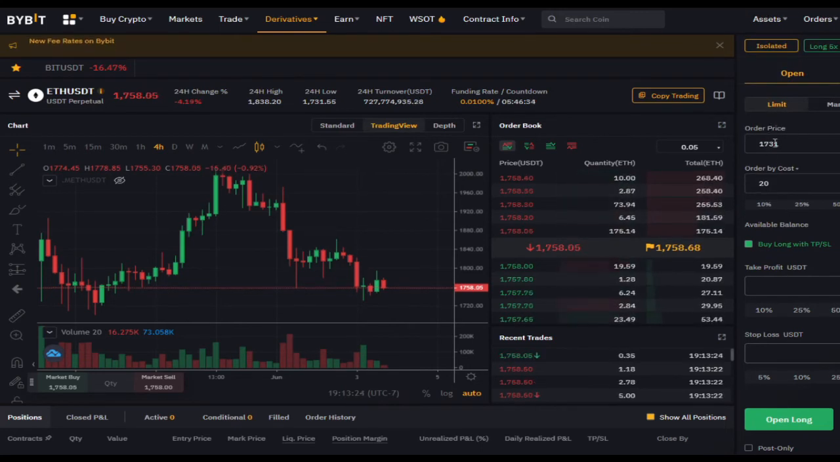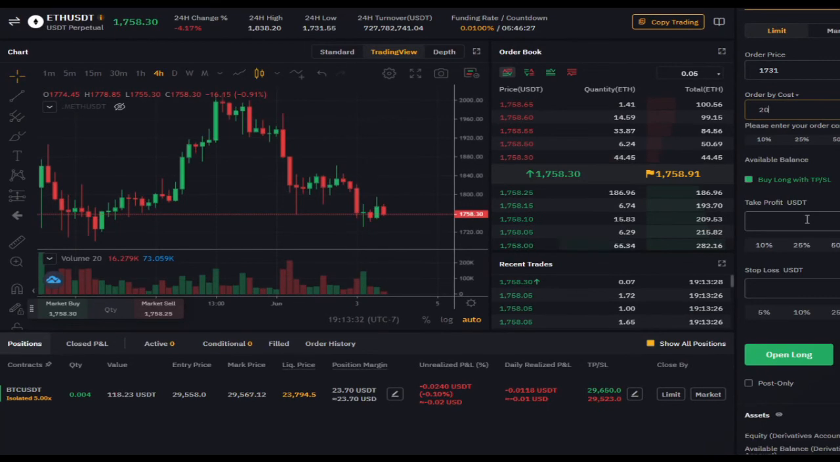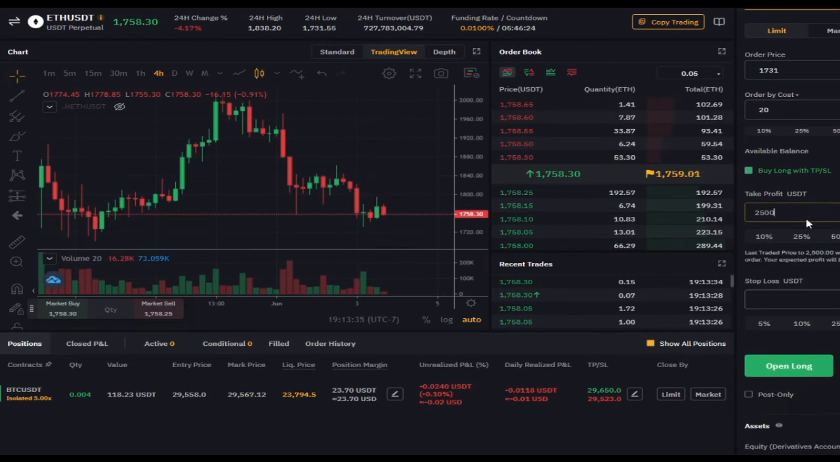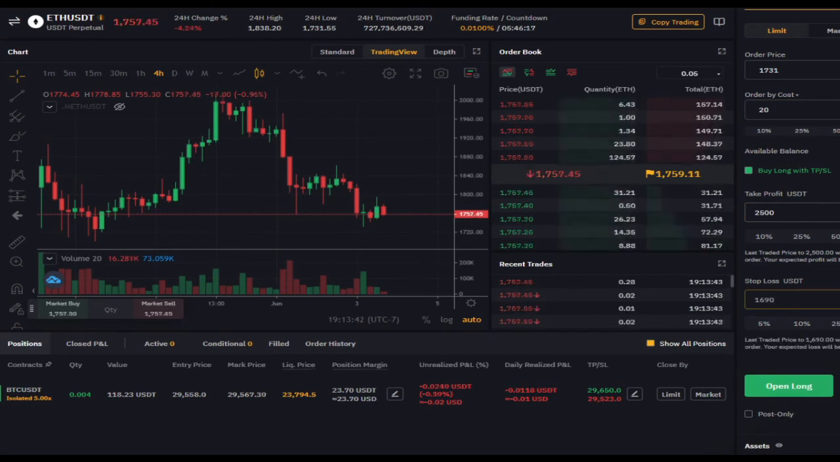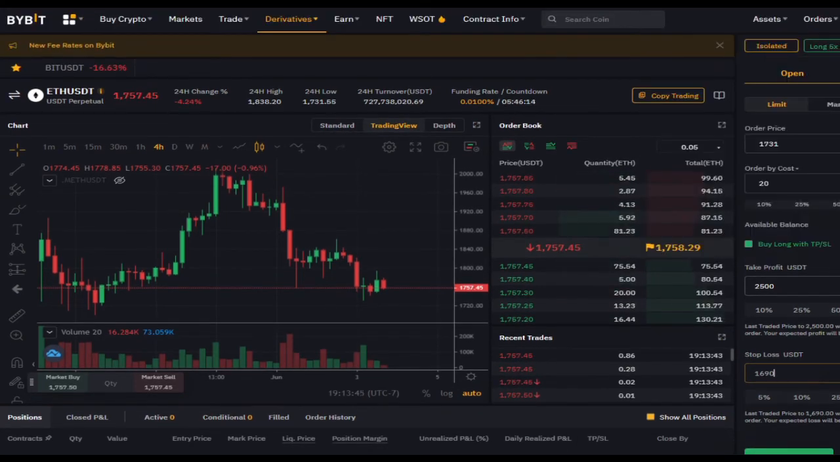The order price that we'll pay is 1731. Cool. How much are we willing to put up? 20 bucks. We're going to buy long. Our take profit was something like 2,500. Our stop loss was something like 1690, I don't know. All right, cool. So for this specific trade, if it works out, I would make $800, and if it doesn't work out, I would lose $47. So the risk to reward here is high in my favor.